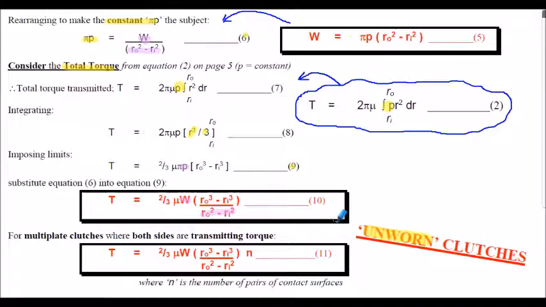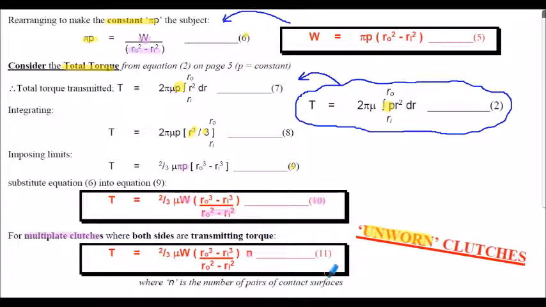Now we've got a nice equation you'll see later on. If I want you to work out the torque that can be generated for a clutch, assuming constant pressure, it's an unworn clutch, we've got an equation that links nicely to the axial force applied. Equation 10, we can use that equation. So we've got the value of mu, and we've got our geometry with our r's and so on. We'll be able to work out the value of w from our previous equation, and we can find the torque that can be applied.